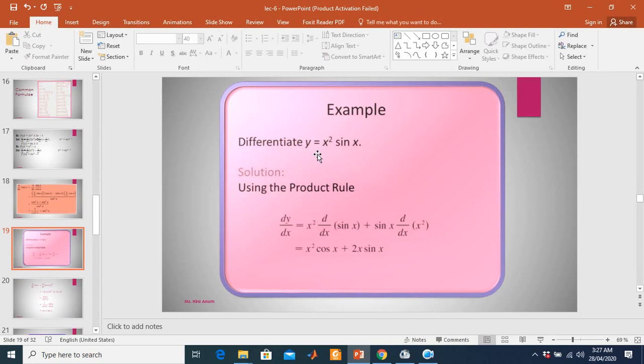Differentiate y equals x square sin x. We are using the product rule. d over dx equals x square d over dx of sin x, plus sin x d over dx of x square. First function as it is, the second one's derivative, plus the second function as it is, the first one's derivative. The derivative of sin is cos, plus the derivative of x square is 2x, sin x.